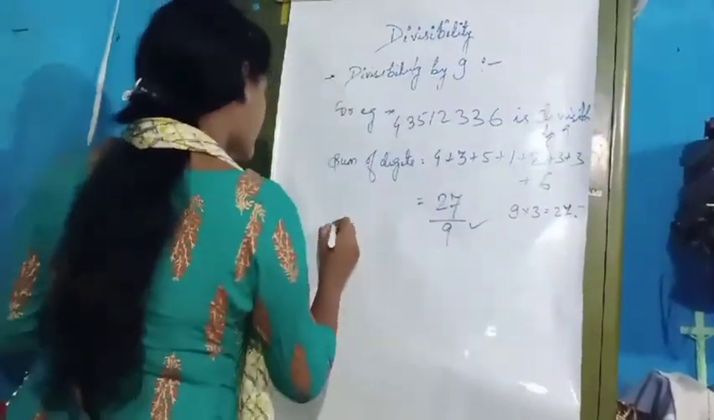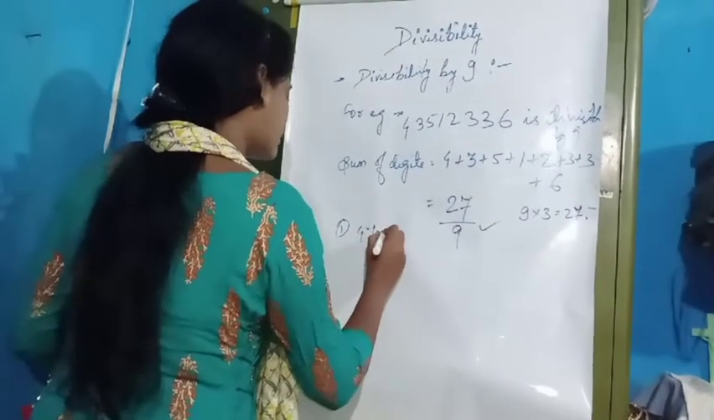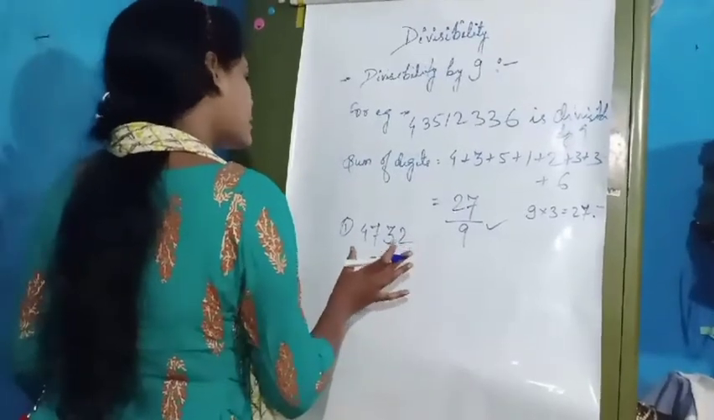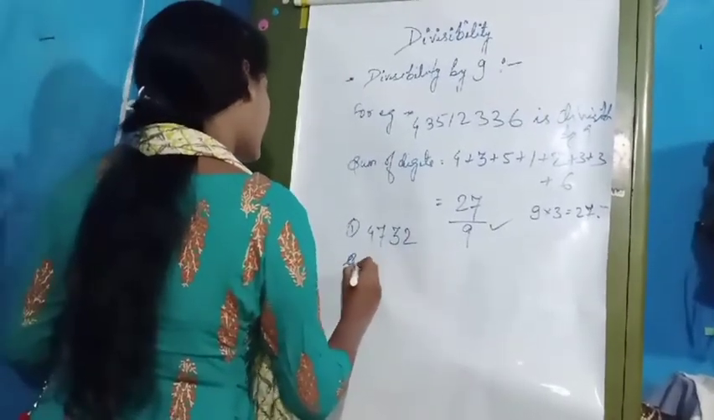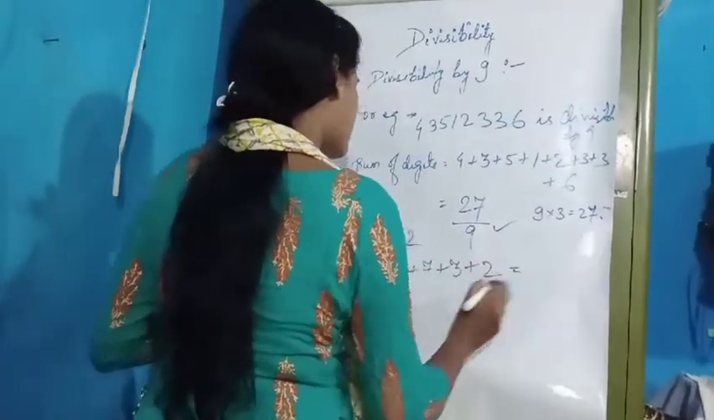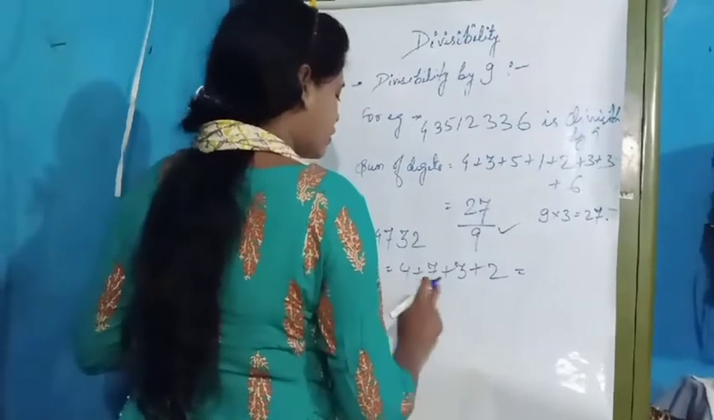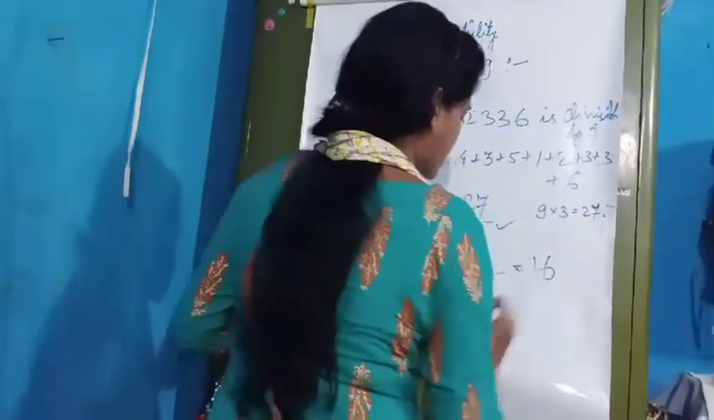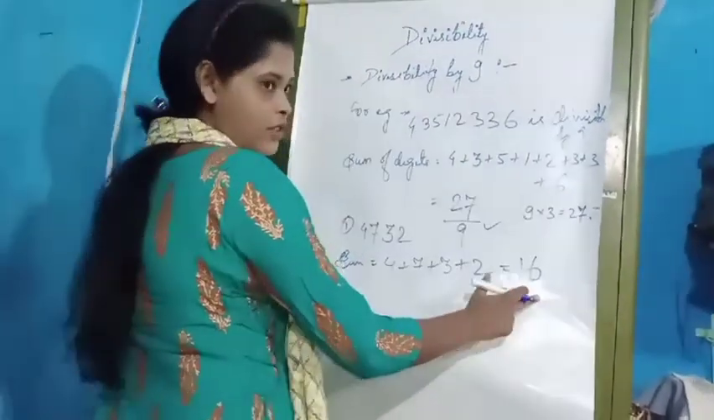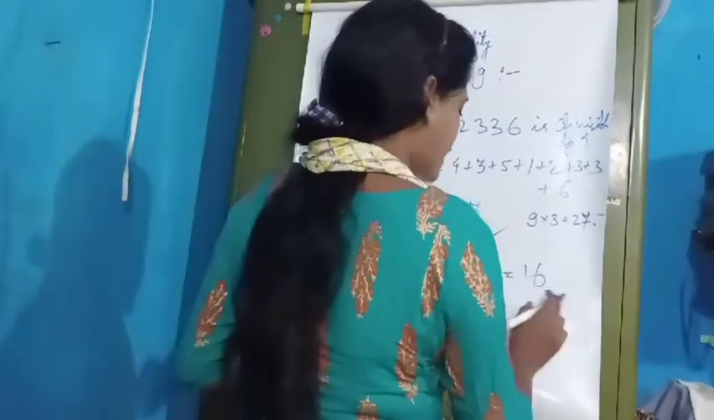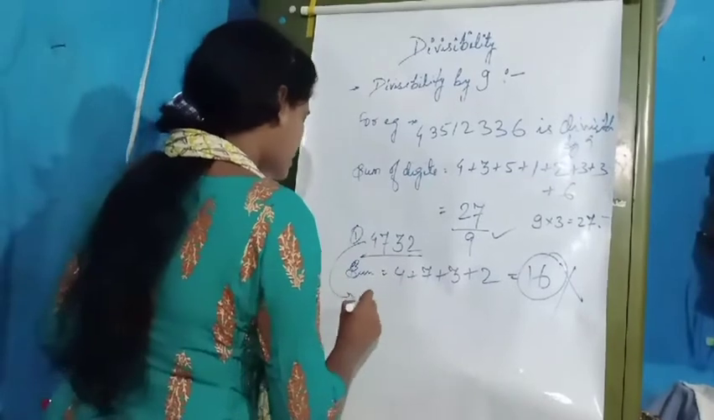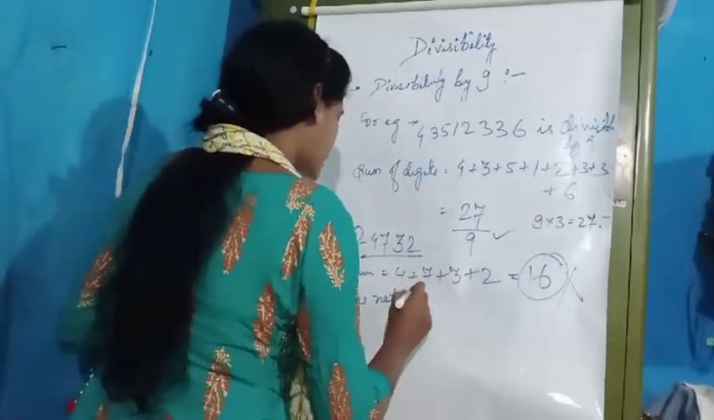Suppose I take one more example, like 4, 7 and 3, 2. If I ask whether this number is divisible by 9 or not, then again you will find the sum. The sum is 4 plus 7 plus 3 plus 2, that is 7, 10, 11, 13, 16. So 16. You see, does 16 come in the table of 9? No, it is not coming. 9 ones are 9 and 9 twos are 18. So it is not divisible by 9. That is why this number is not divisible by 9.